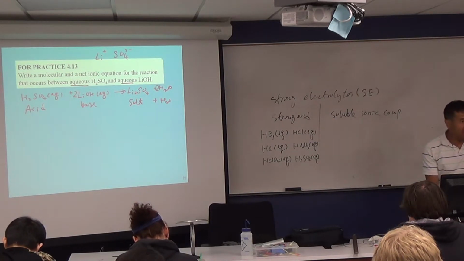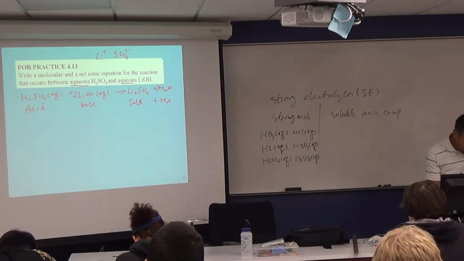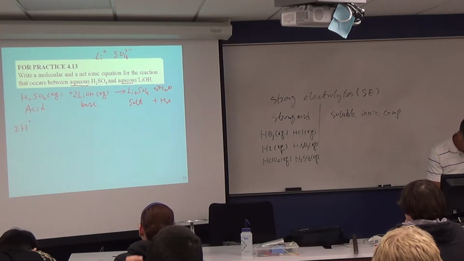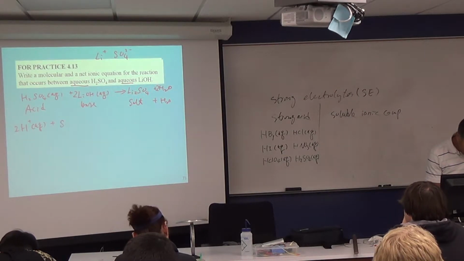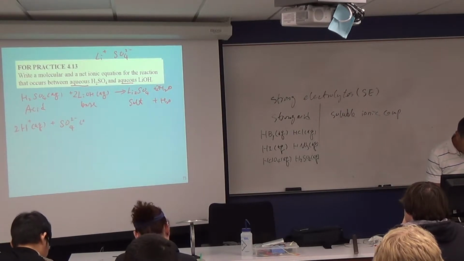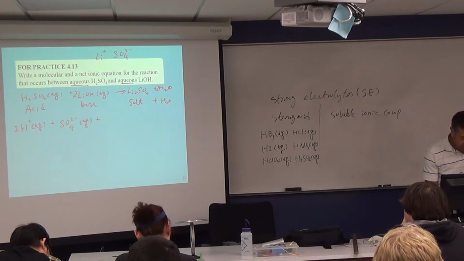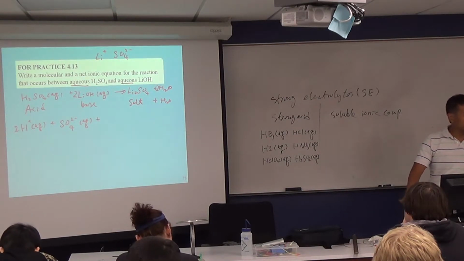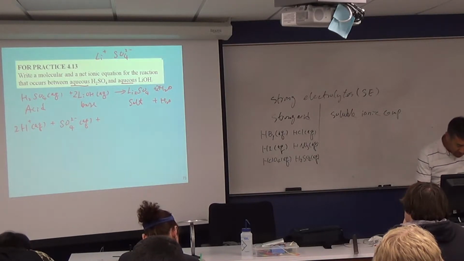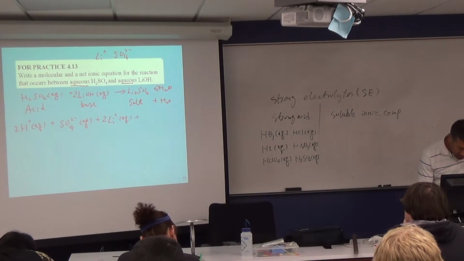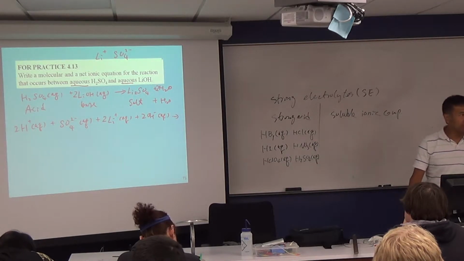The first one, H2SO4, is our strong acid. Therefore, you will produce 2H plus aqueous, and then only 1 SO4 2 negative aqueous. The next one is our base. Some of those strong bases are kind of special, they are soluble ionic compounds. You will have 2 Li plus aqueous, plus 2 OH negative aqueous. This is the separation of the two reactants.